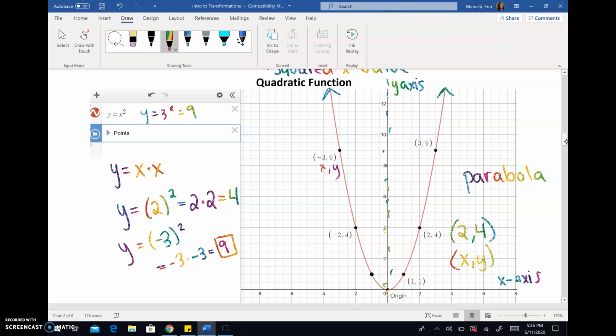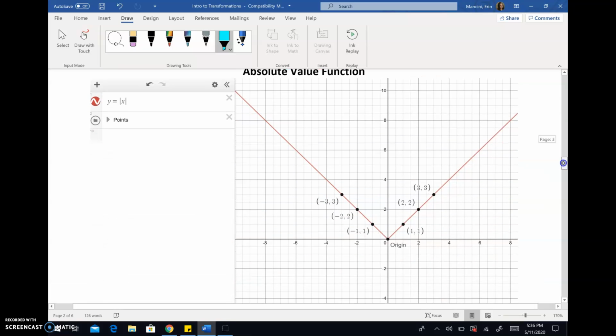So this is what all parent functions for quadratics look like. Again, the parent function of a quadratic is y equals x squared. It's the simplest quadratic. There's nothing being added, subtracted, multiplied, or divided. It's just y equals x squared. You're going to get this U shape. It's good for like a smile.